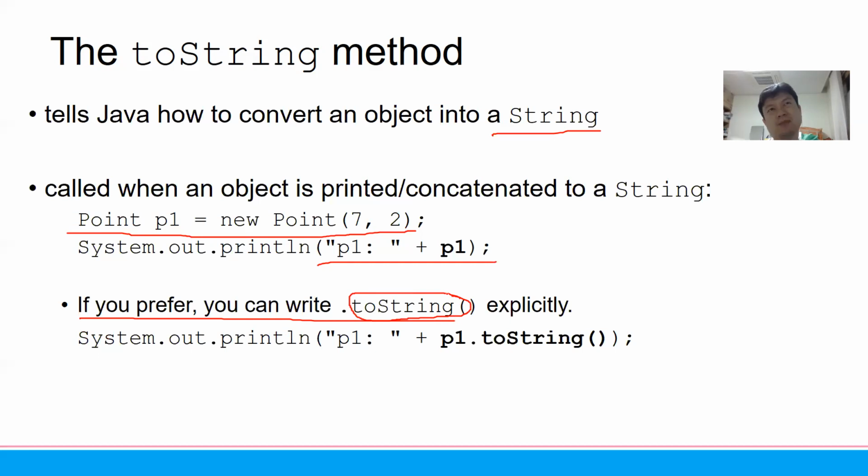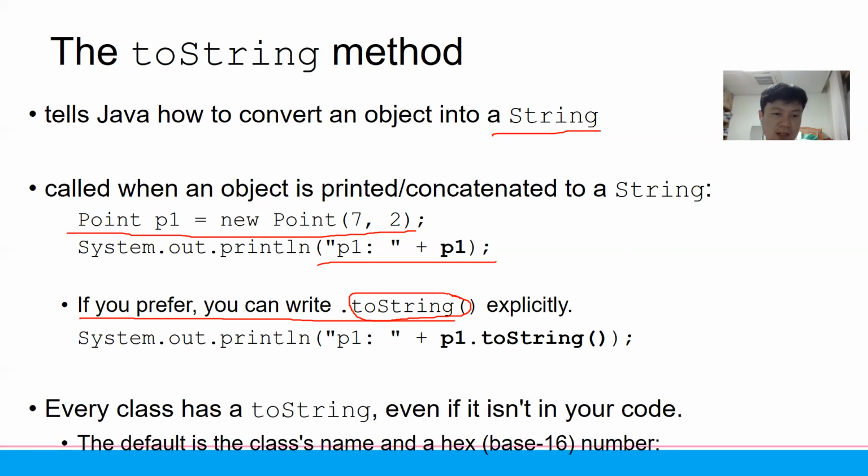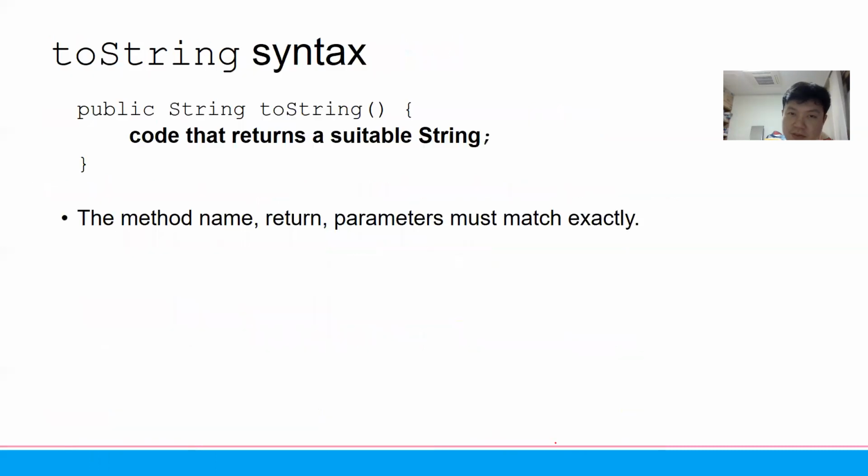So if you still remember in the previous section, I guess you learned about the arrays. Arrays.toString. So every class has a toString, even if it is not in your code. By default, it shows the class name and a hex base 16 number. I don't want to discuss that one. So now, you need to define the toString. So what is the toString? Because it is a method, toString has a default value. So the return value will be a string, and you need to write your code.